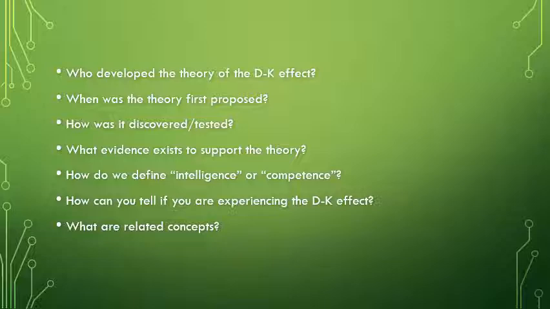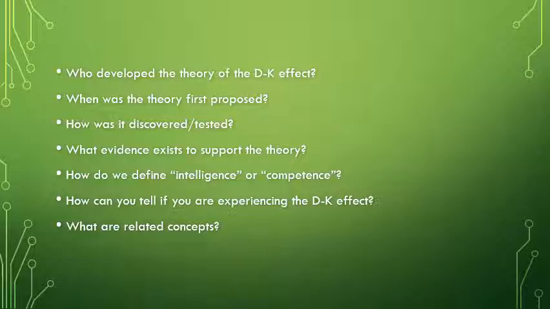In terms of understanding the history, when was the theory first proposed and how was it discovered and tested? What was the evidence that they used to put this theory together and that supports it? So that's kind of just understanding the history and the development. Thinking about terms, how do we define intelligence or competence or skill? What does it actually mean to say that someone is skilled at something or competent at something? These seem like very vague and relative terms. So how do they actually define them in making their measurements and making their estimations?